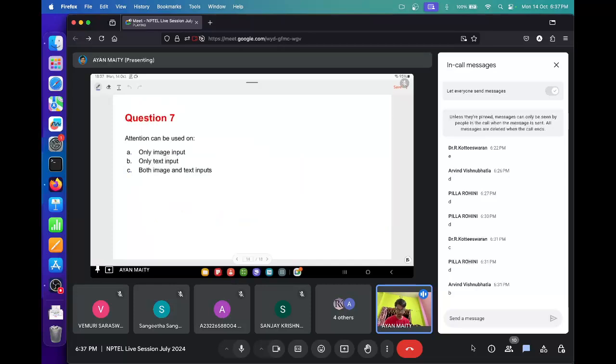Okay, we can move on to question 7. Attention can be used on the three options: only on image input, only on text input, both image and text inputs.